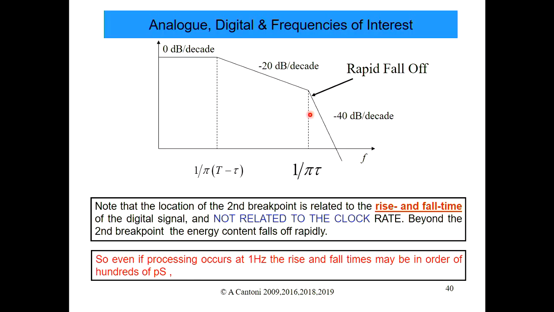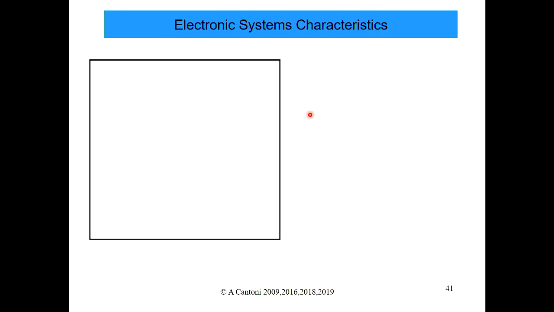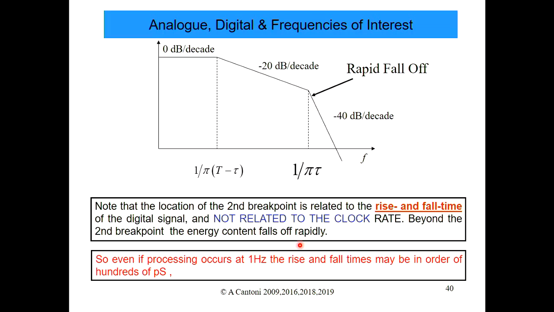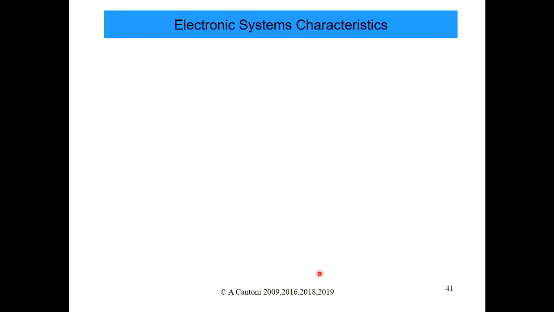So it's important to note that in digital systems, it's really the rise and fall times of the actual digital signals that determine the highest frequency of operation, not the fundamental clock rate. And generally, chip manufacturers want to make their chips as fast as possible, so those rise and fall times are generally pretty small. So keep that in mind.